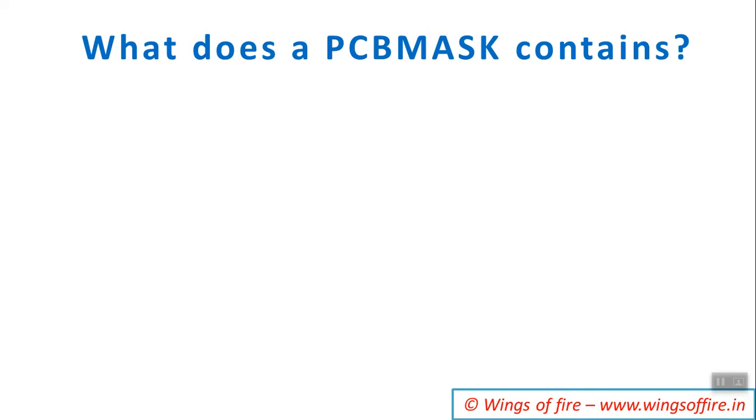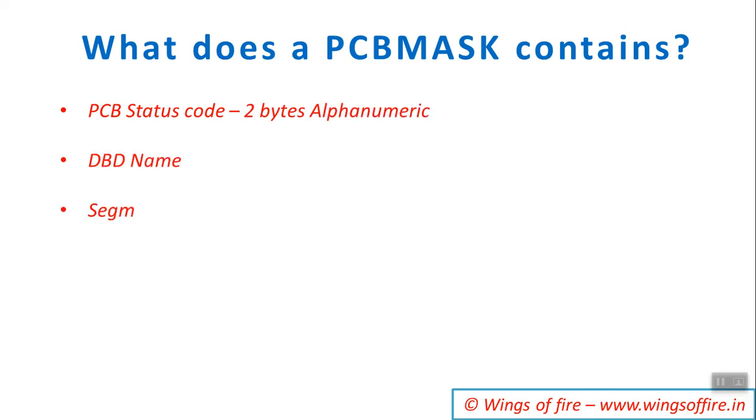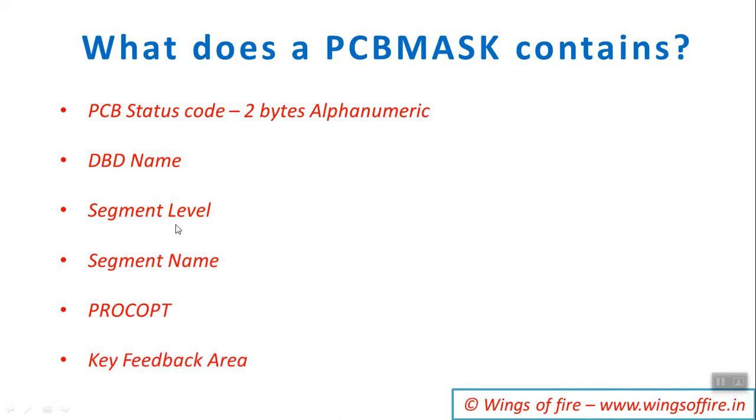It contains the DBD name, segment name, processing option, key feedback area, status code, etc. Let's see what fields it contains. After every call statement, the DLA module will fill this PCB mask, and we are going to check the status code after the call. The key feedback area is used very rarely. In case the call doesn't work, where the SSA doesn't find a match, we look at the key feedback area and understand how far the cursor has come.